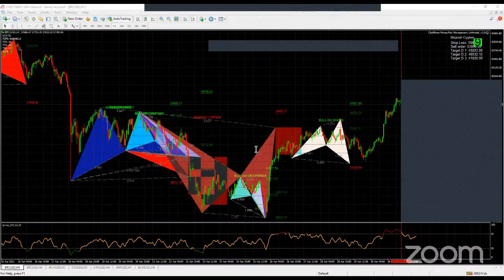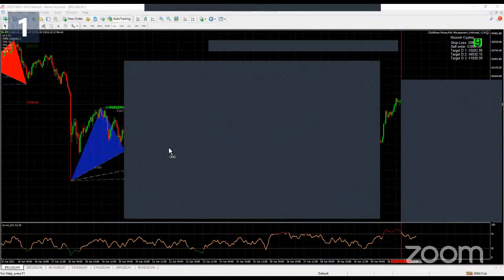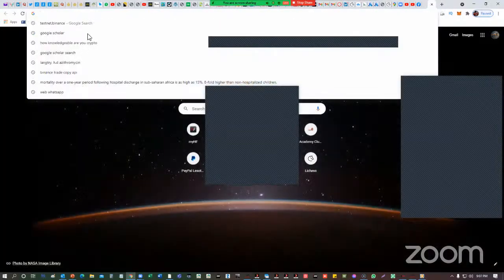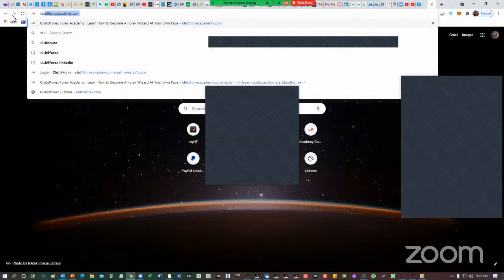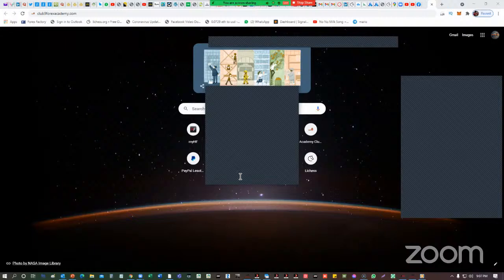Can we also get the link to the Academy in the Telegram group? Yes, the link is there, but I can send it to you right now, or let me even go there. Let me just quickly go there so you see it for yourself. Okay, let me share the entire screen. So on your browser, you just go to Club 9 Forex. You can see Club 9 Forex Academy. So I can copy that and send it to you guys, club9forexacademy.com.